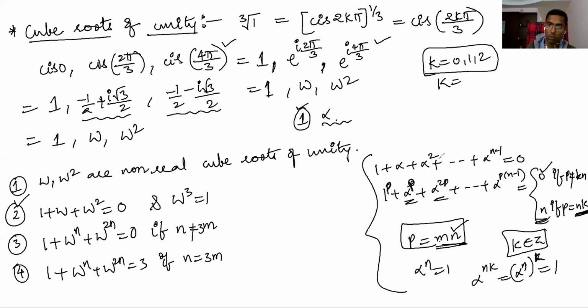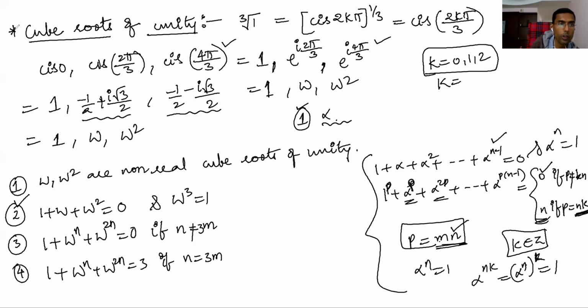Here also, for nth roots of unity, 1 plus alpha plus alpha square up to alpha power n minus 1, the sum is 0, and alpha power n equals 1. For cube roots of unity, 1 plus omega plus omega square is 0, omega cube is 1. Alright, so next.